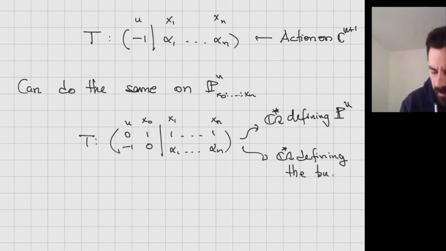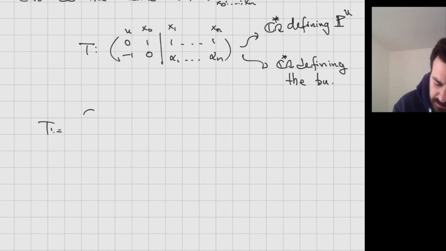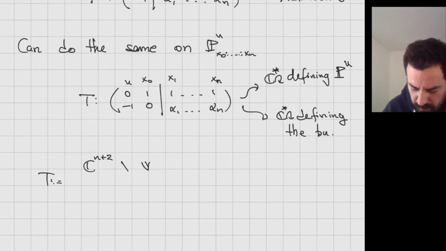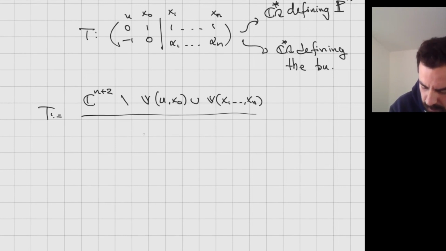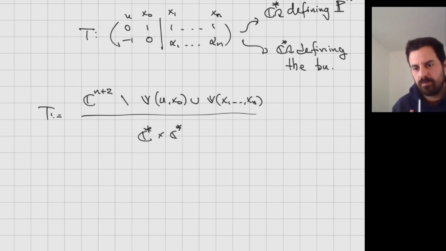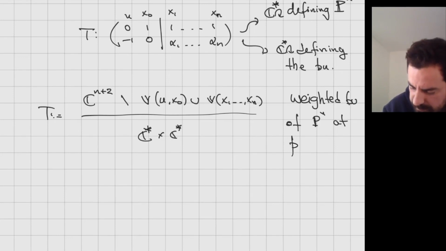Okay. So, and again, we define T. So this is just a representation for T, but T is really defined to be C^(n+2), take away u x_0 union x_1 up to x_n, over these two C star actions. Okay, this is a rank 2 toric variety, which is the weighted blowup of P^n at the point p_(x_0).